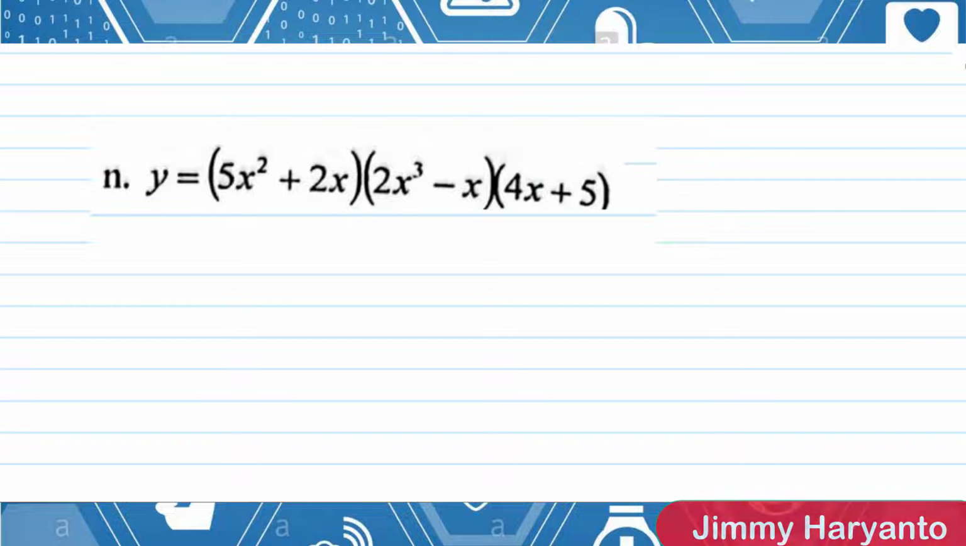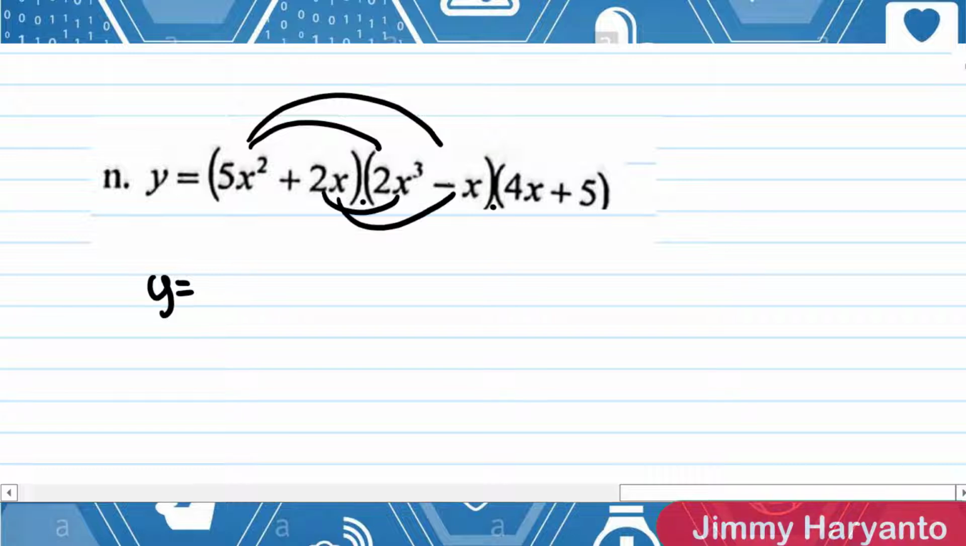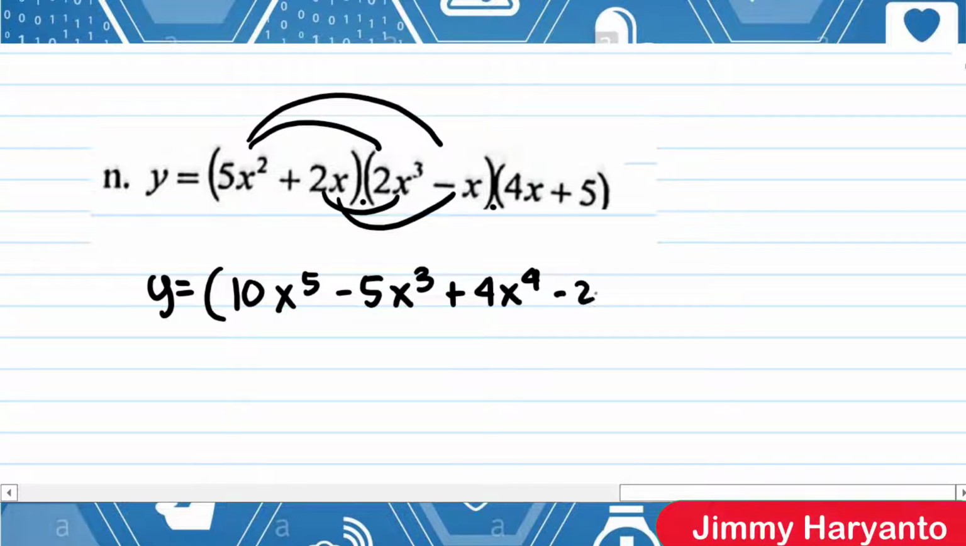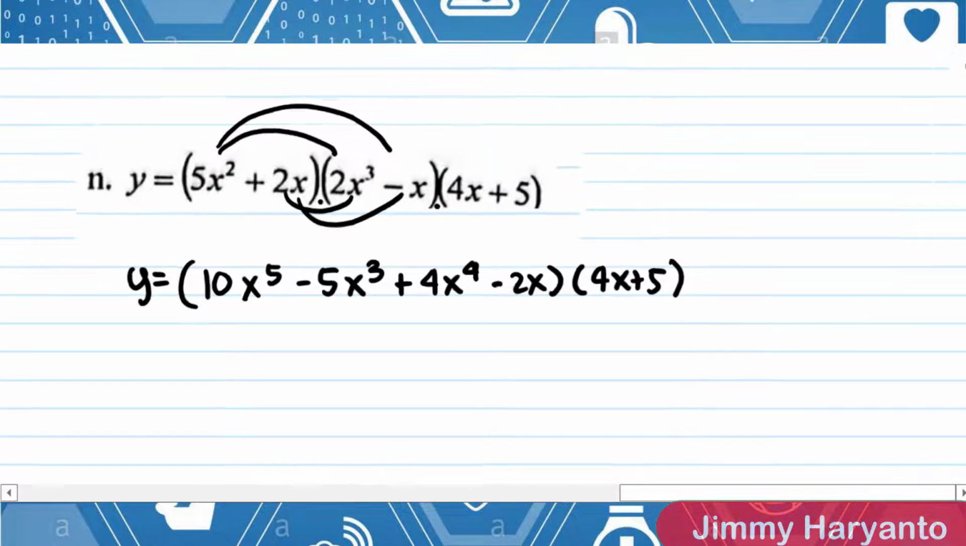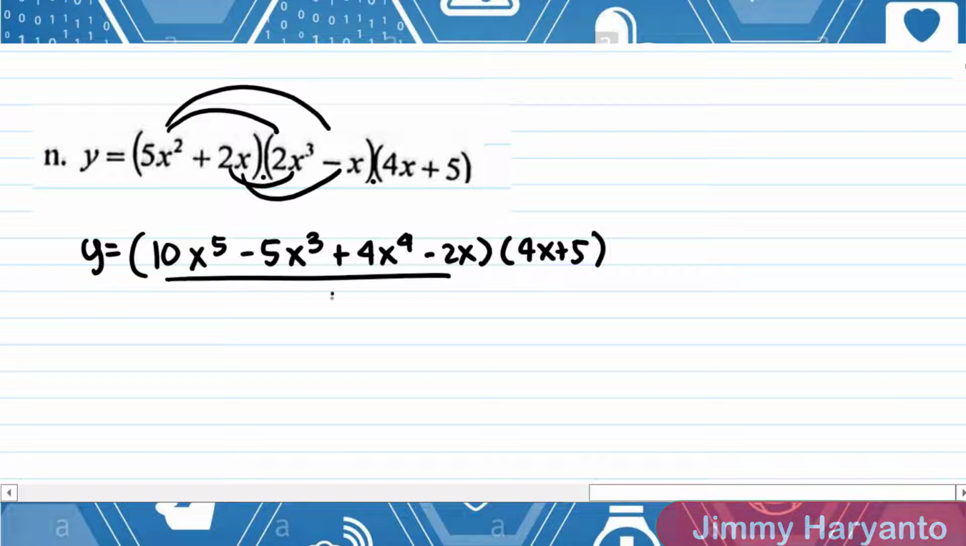Okay, next is n. For number n, there are 3 multiplications right here. So first I want to expand this one. So I will have 10x^5, and then minus 5x cubed, and then plus 4x^4 and negative 2x times with 4x plus 5. Okay, we cannot simplify the first expression, so we will leave it like that. Let this one as u and let this one as v.